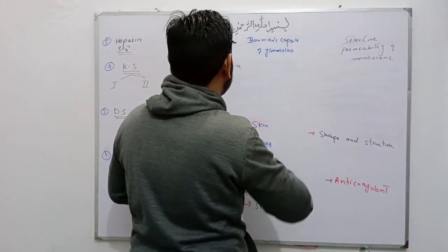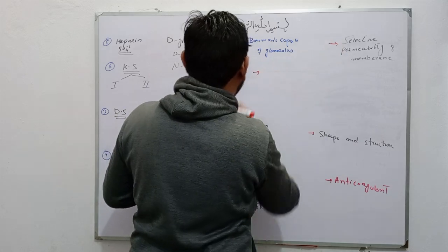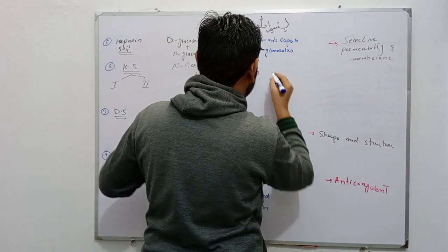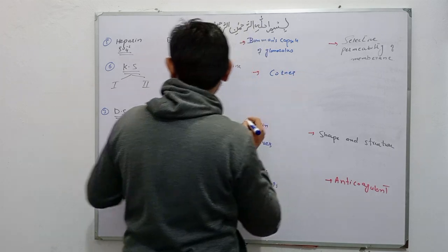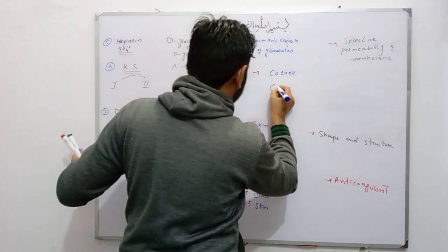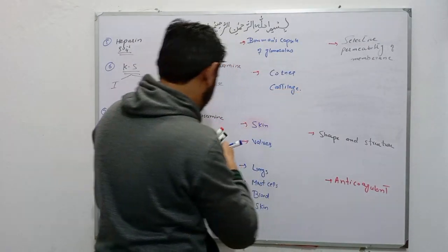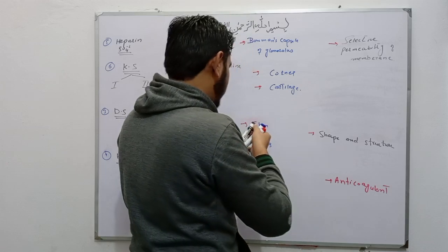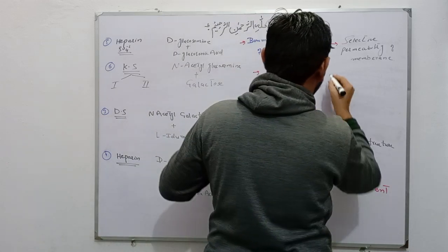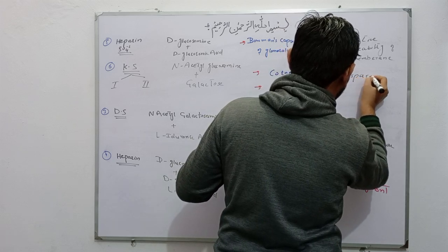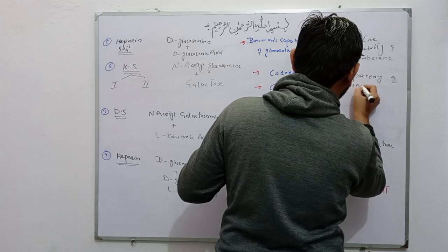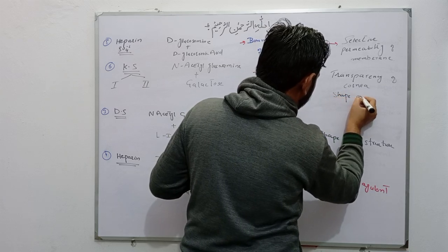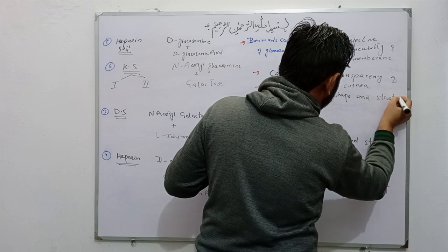And keratan sulfate first is present in the cornea, and keratan sulfate second is present in cartilage. And the important function of keratan sulfate in the cornea is that it is responsible for the transparency of the cornea, and in cartilage, it is responsible for maintaining the shape and structure of cartilage.